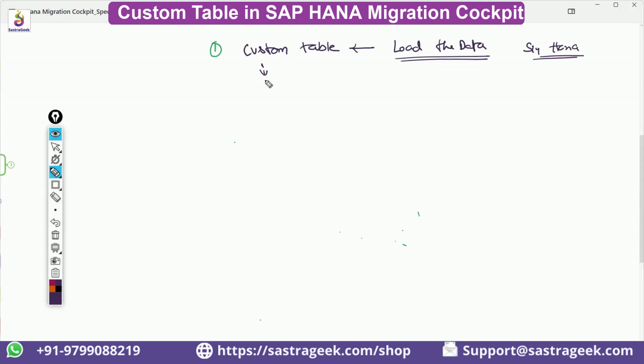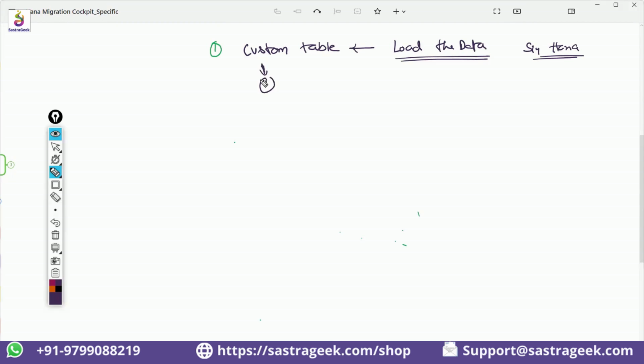The first approach is, first thing you need to do, you need to ask your ABAPer to create a BAPI which can consume, and SAP has the guidelines to create this BAPI. BAPI is nothing but a functional module. Create a functional module for this custom table, which can be consumed in HANA Migration Cockpit.